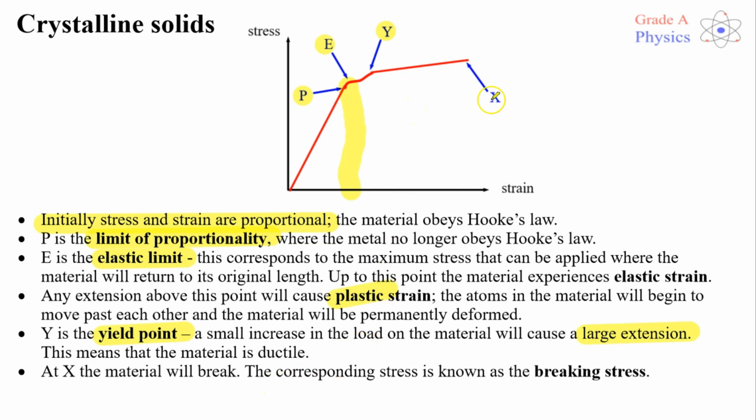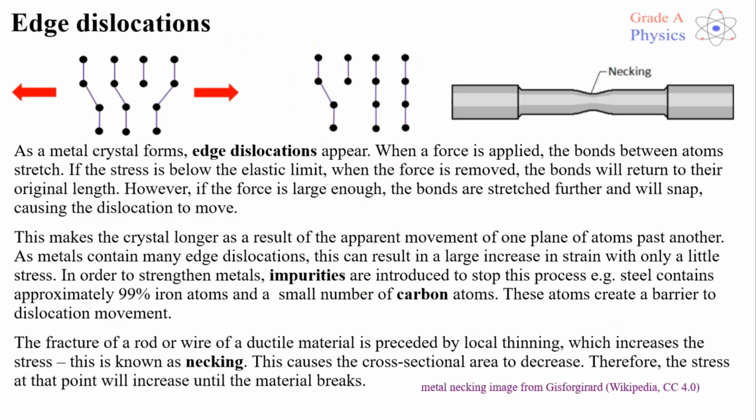And then our final point on here is the breaking stress, and this is the point at which the material will actually snap, and that is the end of this relationship on the stress strain graph. Right, so a bit more detail. You might be asked, well, why do we have these different sections? So this is to do with edge dislocations, as we will see.